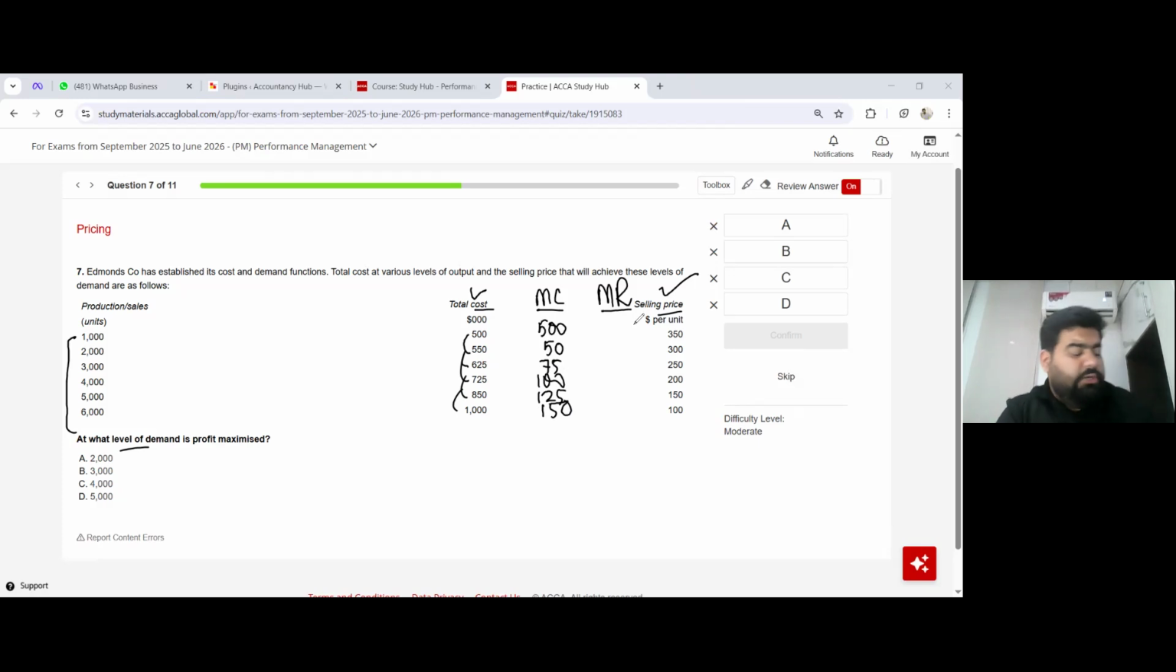This is the marginal cost we have calculated for all of the total costs we are given. Now calculate marginal revenue. First one is 350. Second is like three, it's decreasing. It's the selling price per unit. Let us calculate. Wait. It's given per unit and it's given in total.